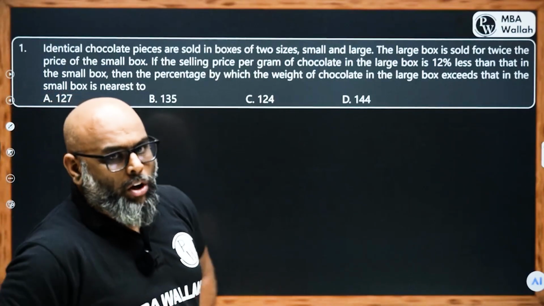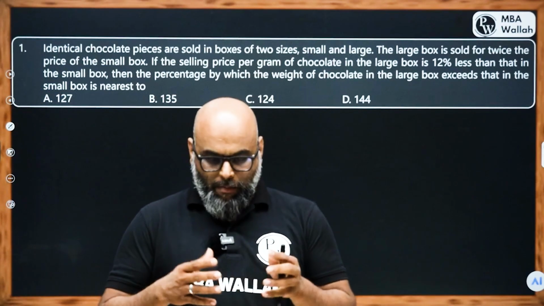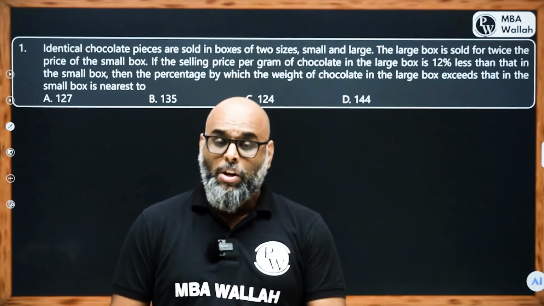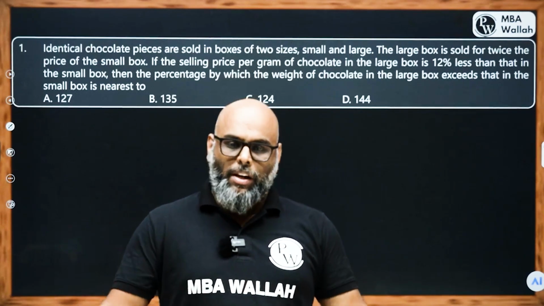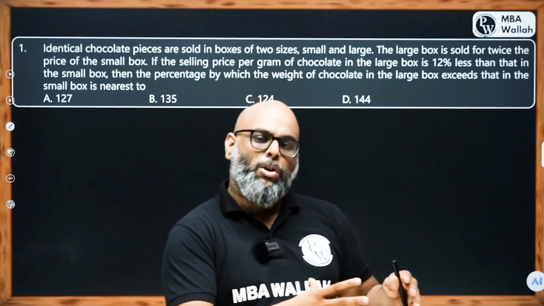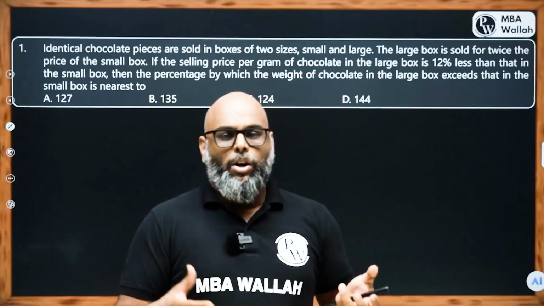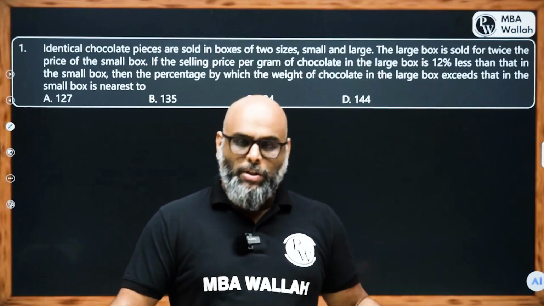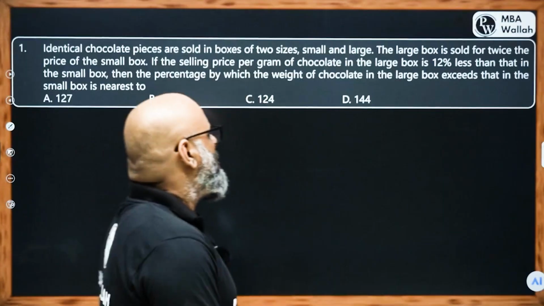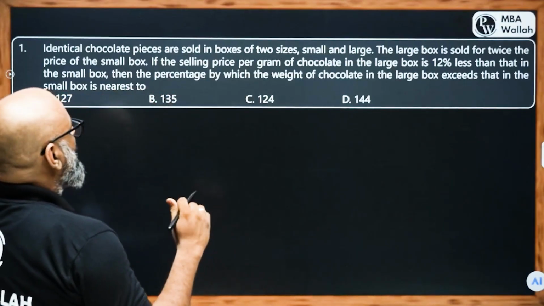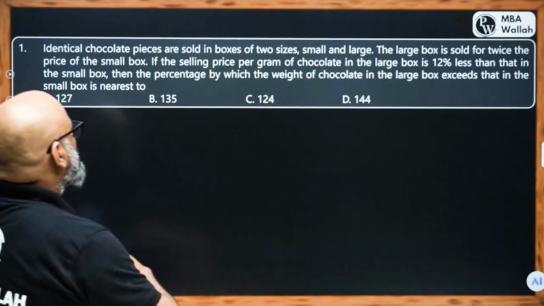So all the chocolate pieces are identical in size, but the number of pieces that goes inside a box matters. So the large box, obviously since it's called large, will have more number of pieces. The smaller box will have lesser number of pieces. Automatically the weights will also vary. So the weight varies, the price also varies. So there is a pricing point here. So the first thing that's given to us, the large box is sold for twice the price of the small box.